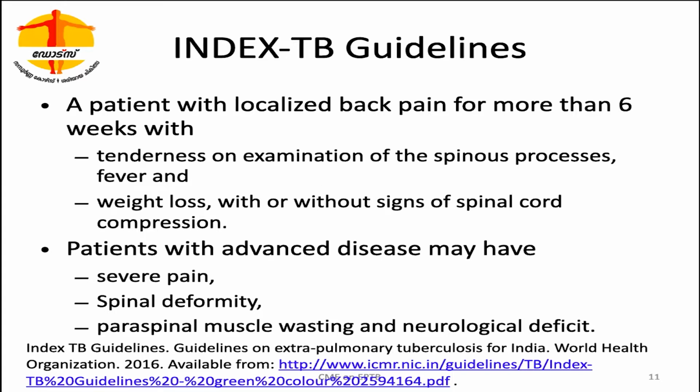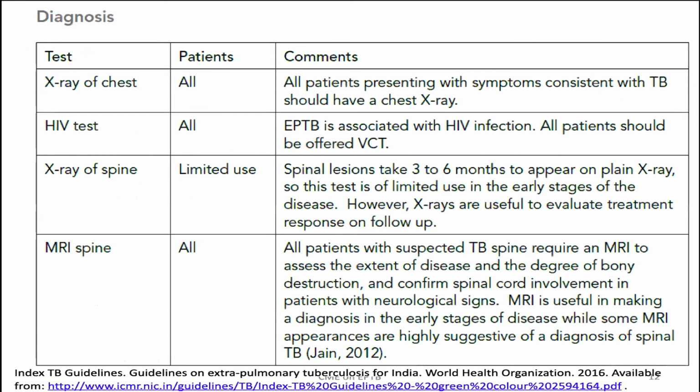And in advanced cases, there could be severe pain, spinal deformities, paraspinal muscle wasting, and progressive neurological deficit as well. In all these clinical settings, one should positively look for the presence of tuberculosis of the spine.